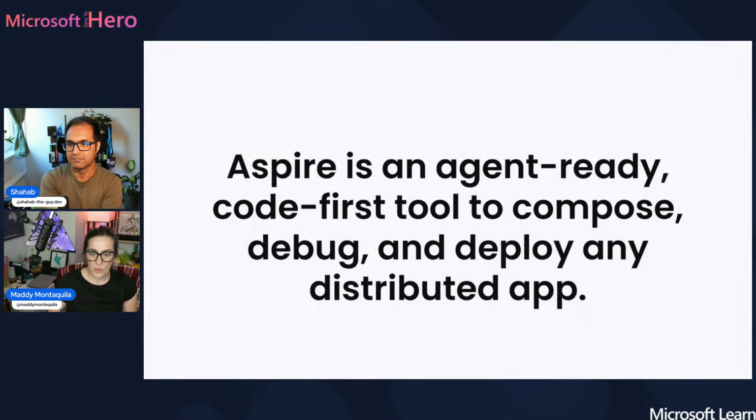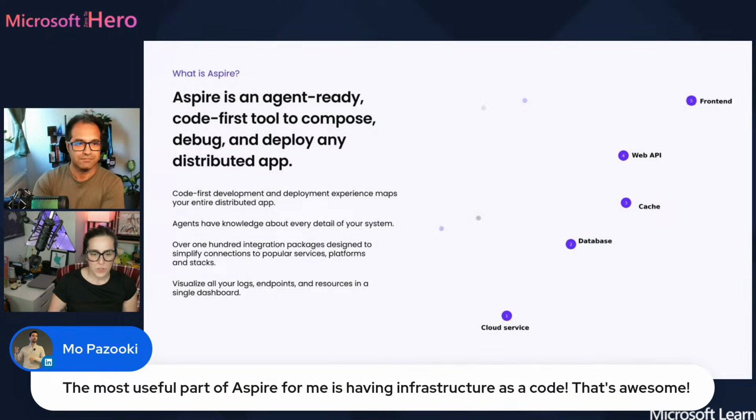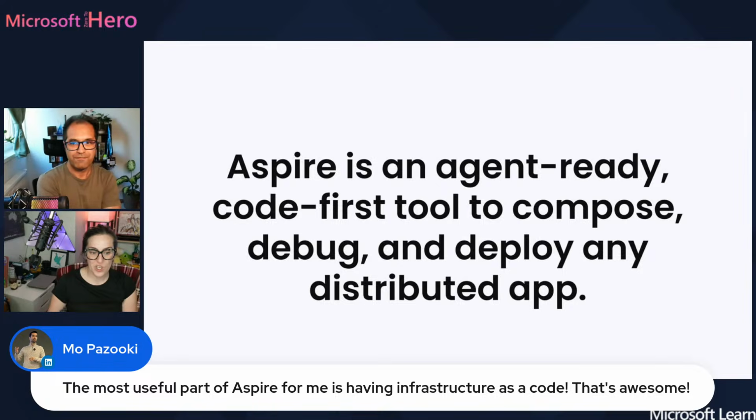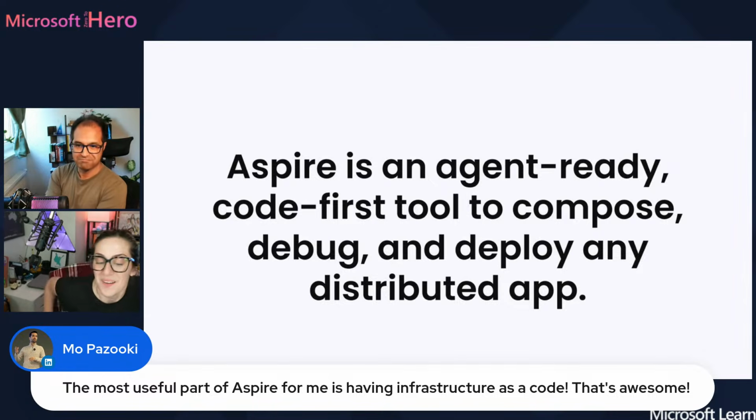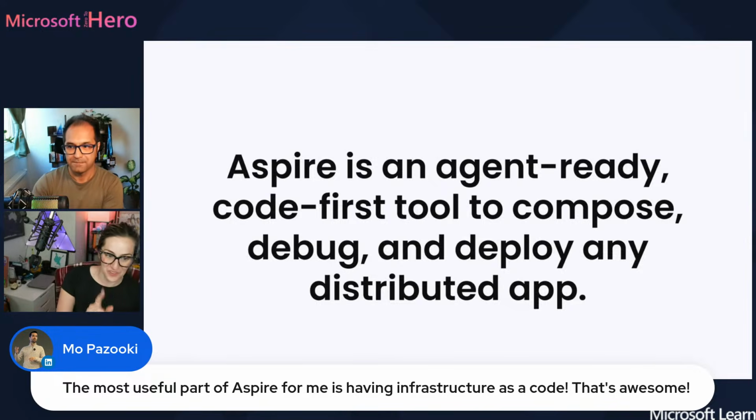Let's see. So the latest sentence, we always talk about what Aspire is. We try to fit it into a sentence. Oh, my icons are all messed up. Yeah, infrastructure as code. It is awesome. Aspire is an agent-ready, code-first tool to compose, and we use that word very specifically, compose, debug, and deploy any distributed app. And we put compose in there because it really is IaC.